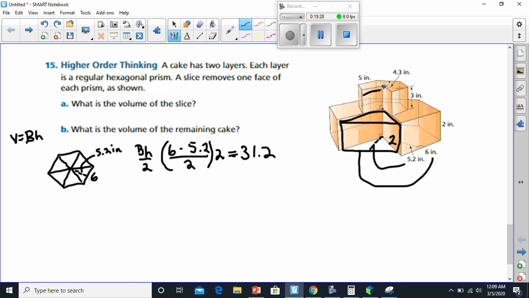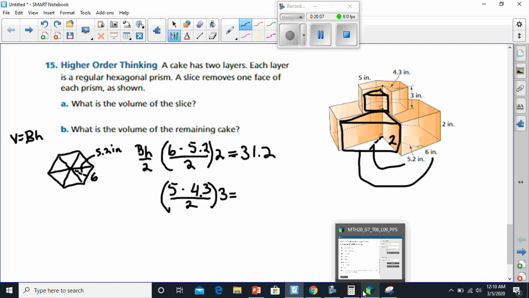Now we're going to find this top piece up here, which is going to be shaped like this. If we do that, we see that this time the center is 4.3. So 4.3 is going to be the height of my triangle. 5 is the base. And we're going to divide all that by 2. And then we're going to have to multiply it by its height. This time the height is 3. That'll give us the volume of the small piece.